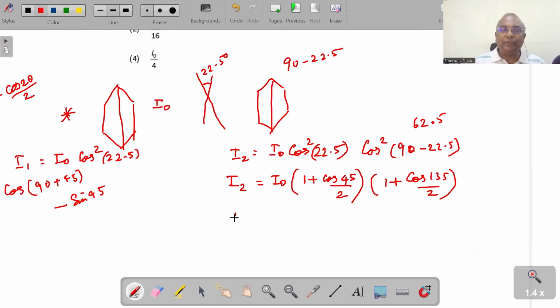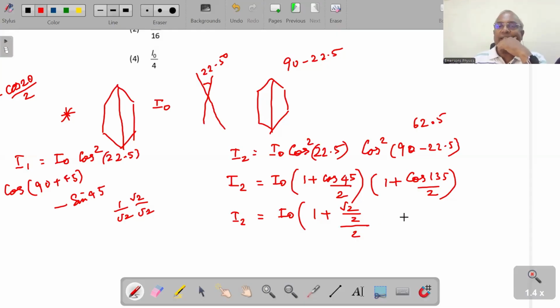So I2 will be equal to I naught into 1 plus cos 45 by 2. Cos 45 is 1 by root 2, which multiplied by root 2 over root 2 becomes root 2 by 2. Here it becomes minus sin 45, so it will become 1 minus root 2 by 2, by 2.